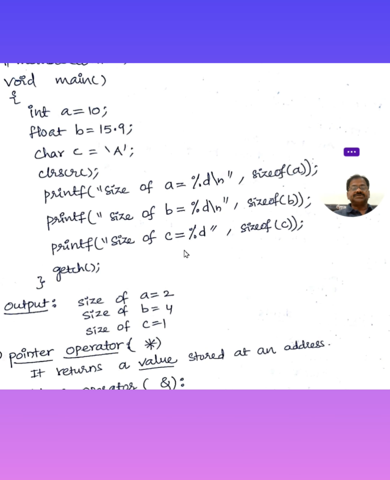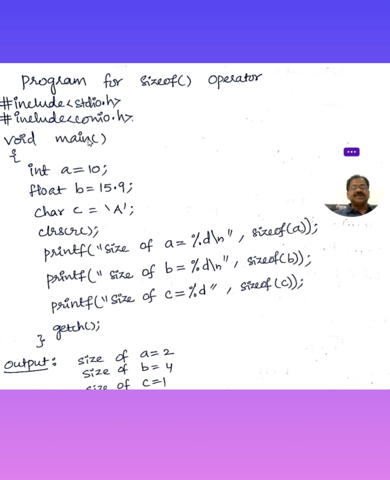Okay, you see here, this is the program for the size of operator. A is 10, B is 15.9, C is character A. Size of is the operator. We cannot give the space. Size of A. What is the size of A? 2 bytes, integer size. The size of operator gives the size of the data type. Okay, size of B, float. B is the float, no? Character size 1 byte. Size of C, 1 byte.